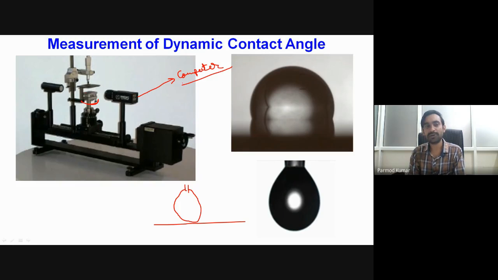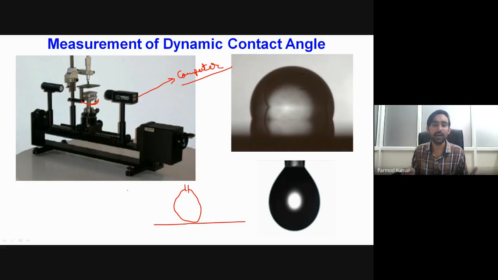Okay, one important point we have to consider while selecting the camera is that we have to consider the frequency or frame rate of this camera in such a fashion that it should be able to fit within the dynamic time scale of the physical phenomenon. So if the phenomenon is happening in 1 millisecond, then we should have a sufficient frame rate of our camera which is able to give us multiple snapshots within that period of 1 millisecond. Okay, so this is how we do the measurement of dynamic contact angle.